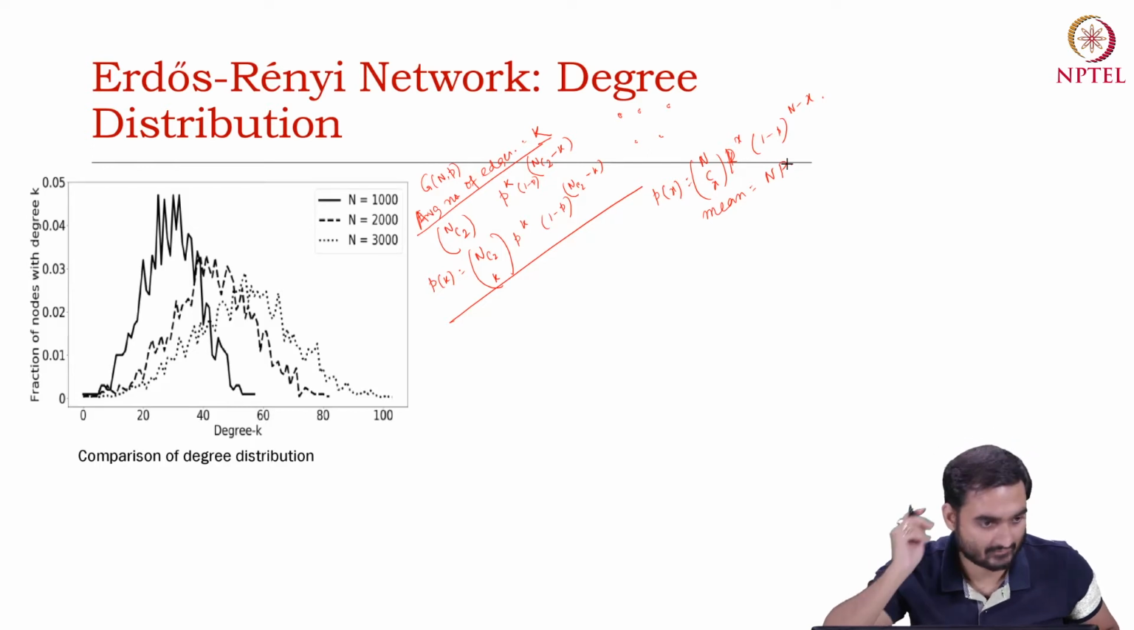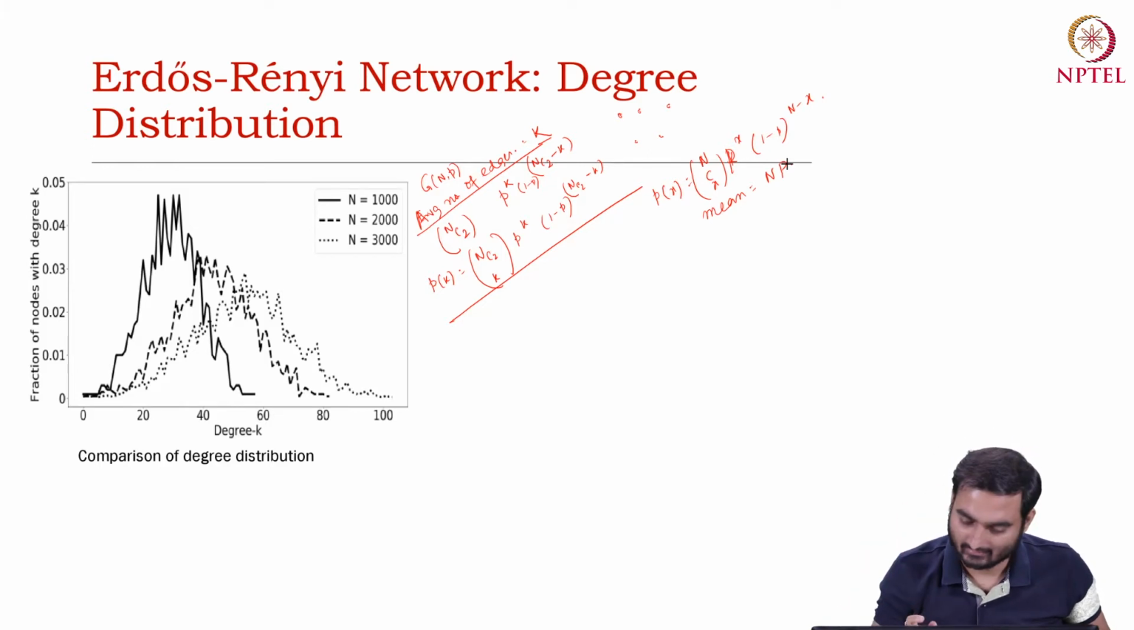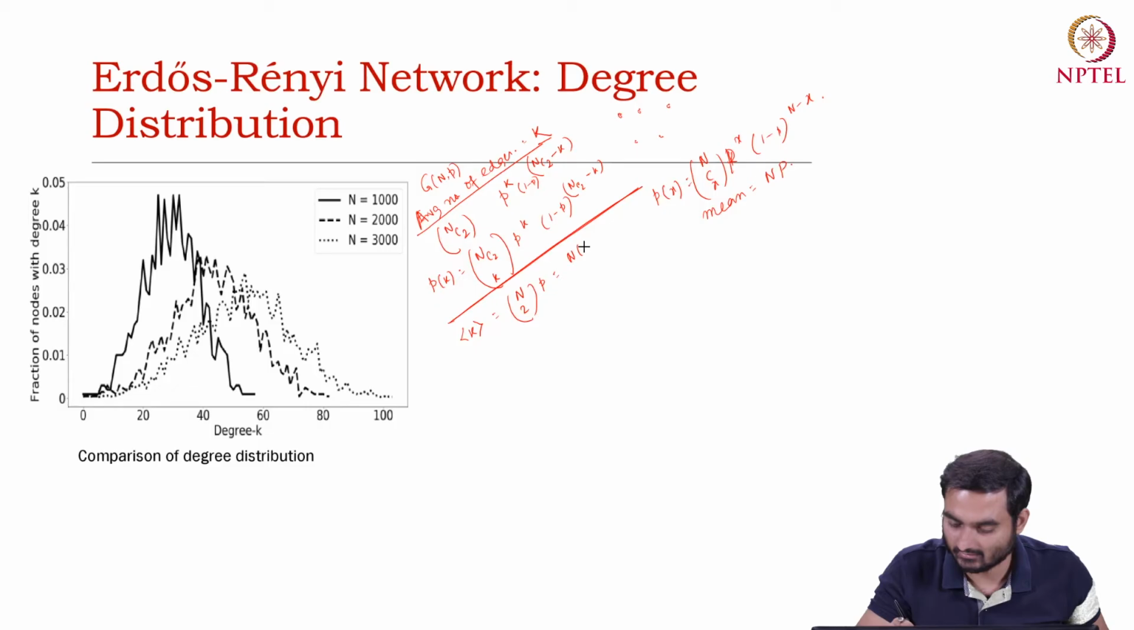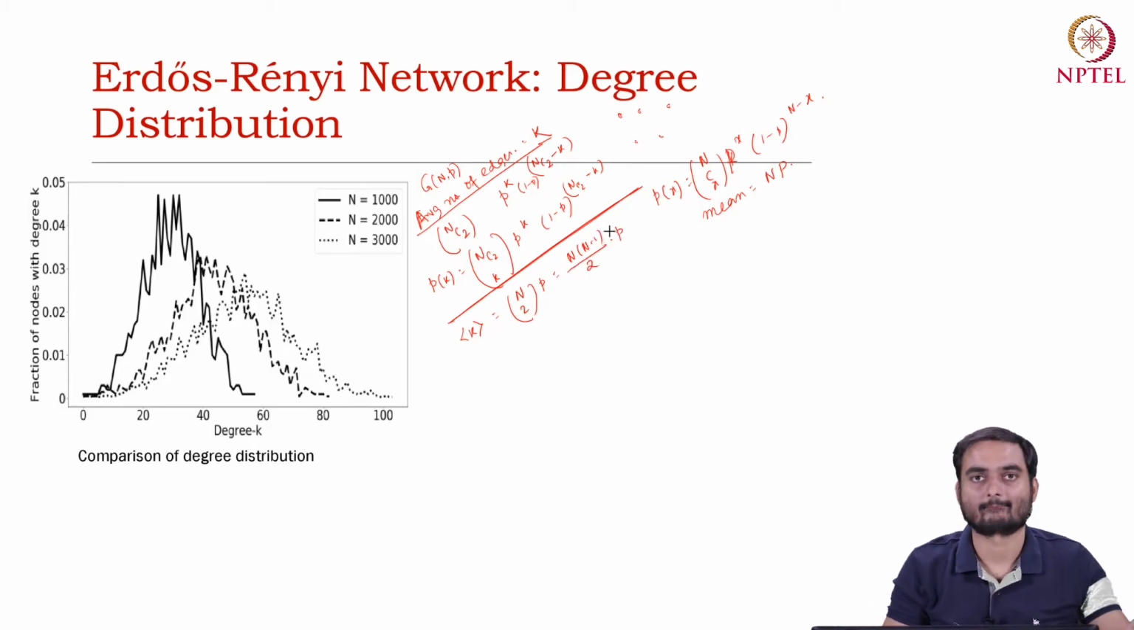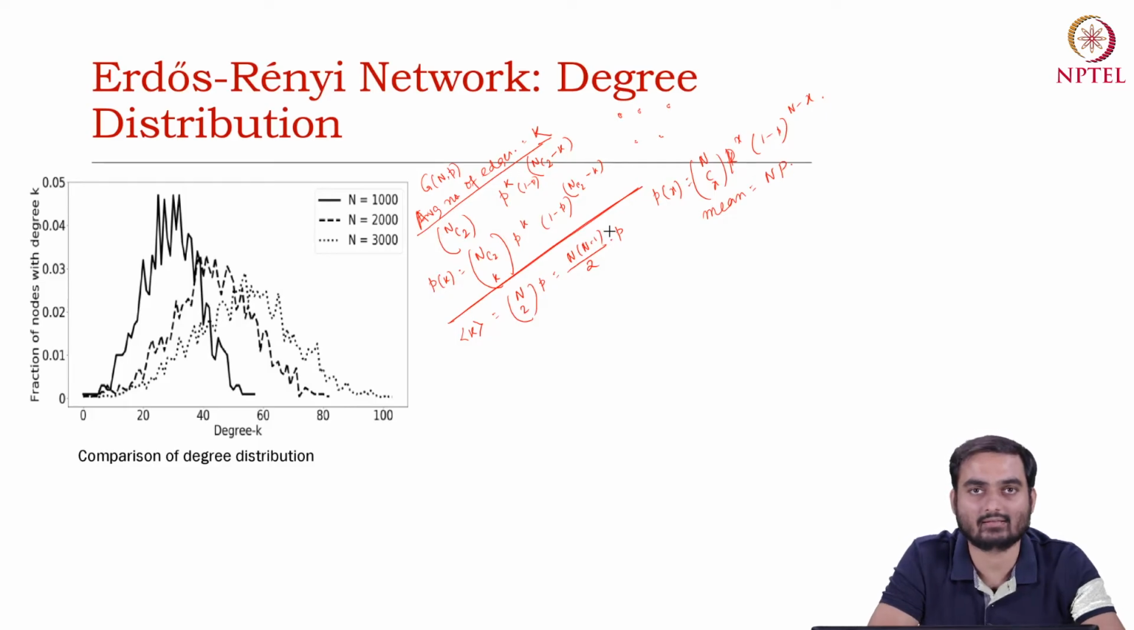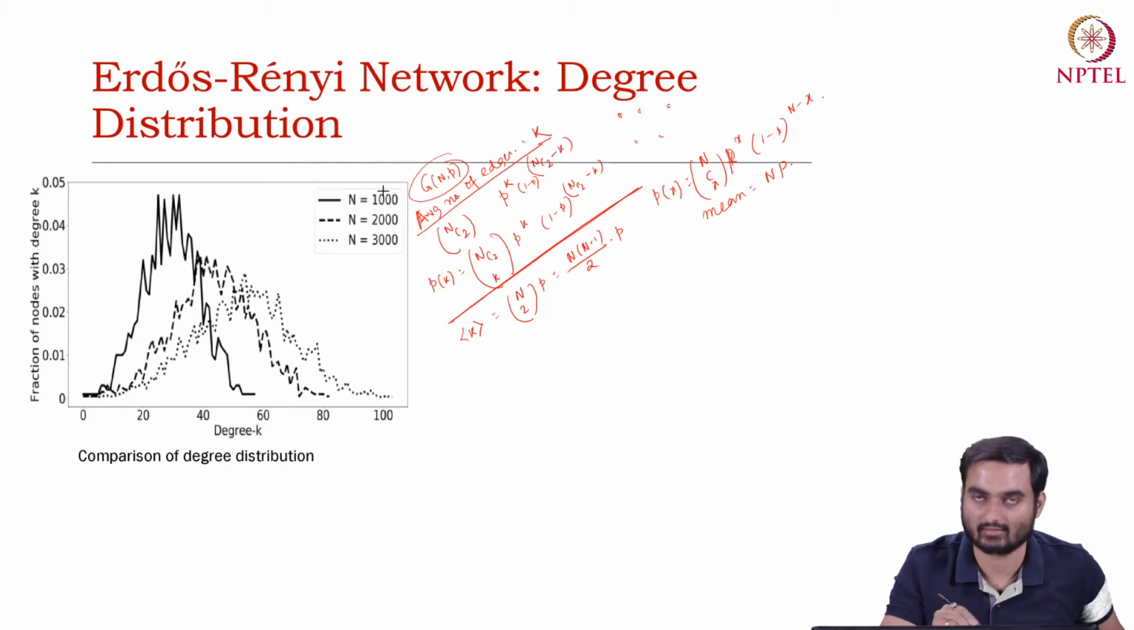right. So in our case, if we take the mean number of edges or average number of edges of a random graph model, it should be n choose 2 into p, which is n into n minus 1 by 2 times p. Okay, so this is the average number of edges that you can think of in this particular model G(n, p).